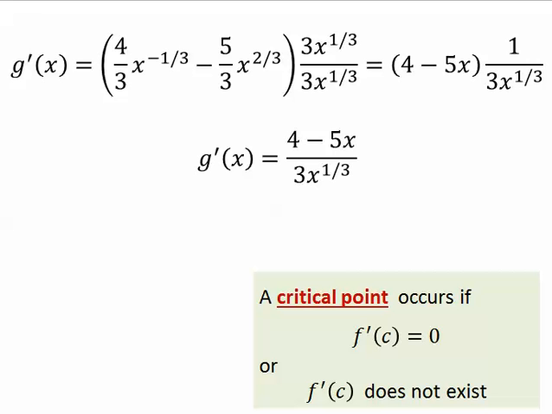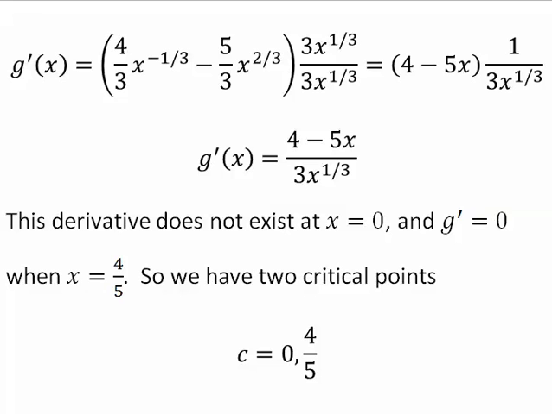Now just a reminder, critical points occur where the derivative equals 0 or where the derivative does not exist. Now this derivative does not exist at 0 because that would give me 0 in the denominator. So g prime does not exist at 0. Also, we have to look for where g prime equals 0. And so g prime equals 0 when x is equal to 4/5. So we've got two critical points.